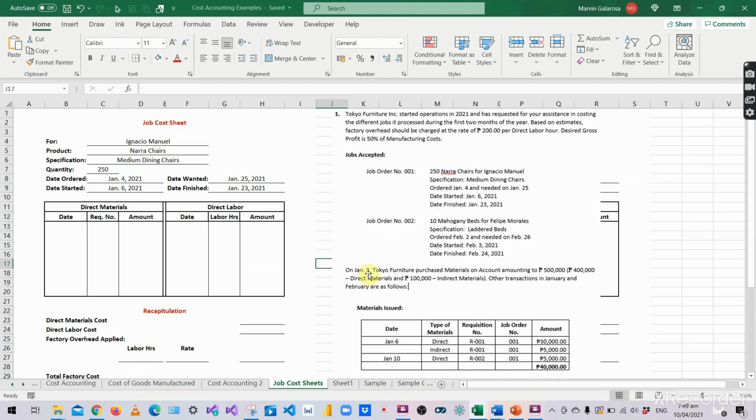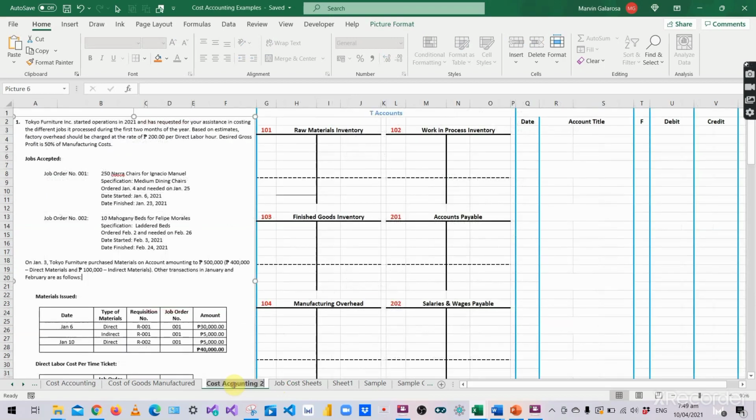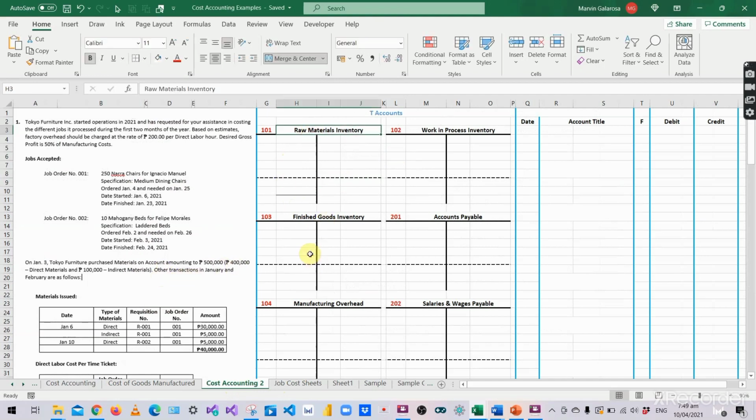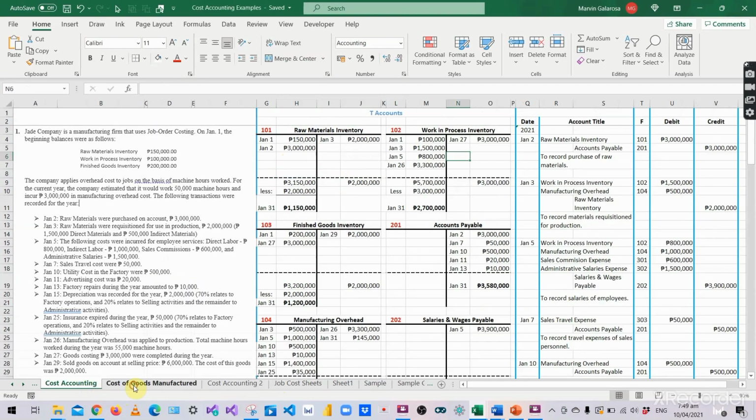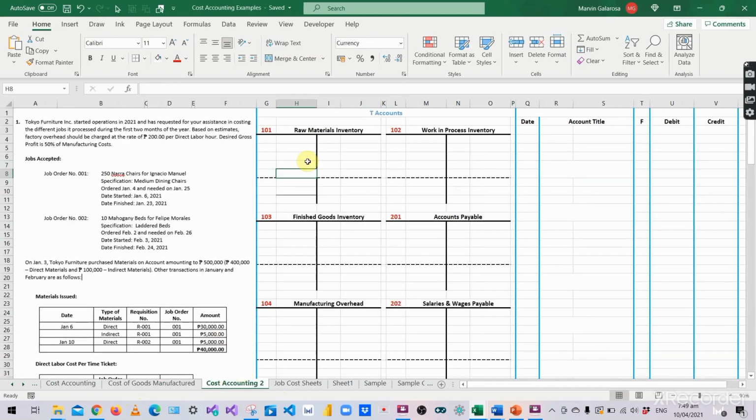So, binigay na sa atin yung unang transaction, which is on January 3 nga, kung kailan nag-purchase si Tokyo Furniture. Record natin yung una nating transaction. So, ang raw materials, or materials, recorded siya under raw materials inventory. And ang raw materials inventory, isa siyang assets. So, under siya ng asset.